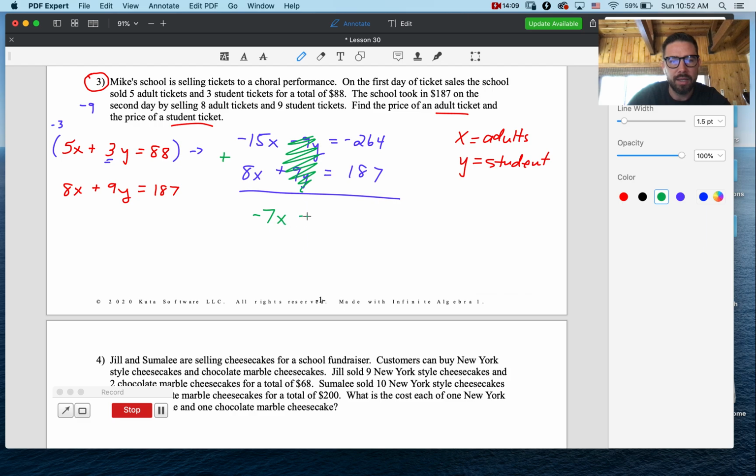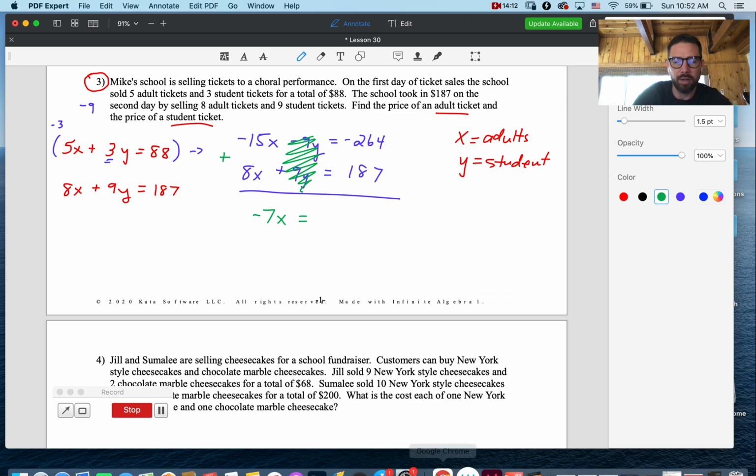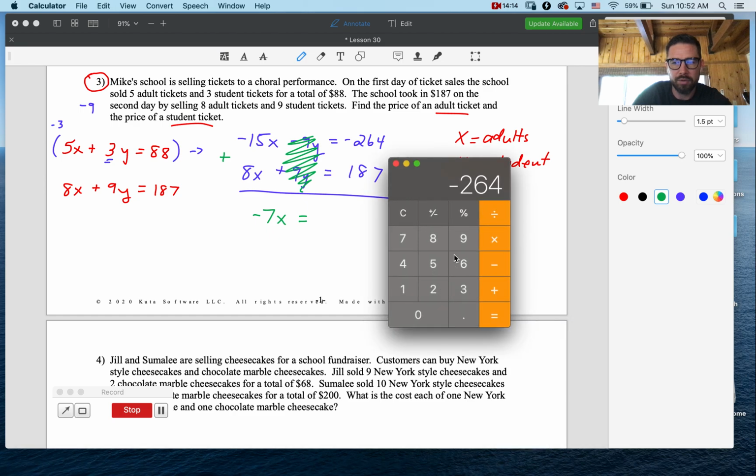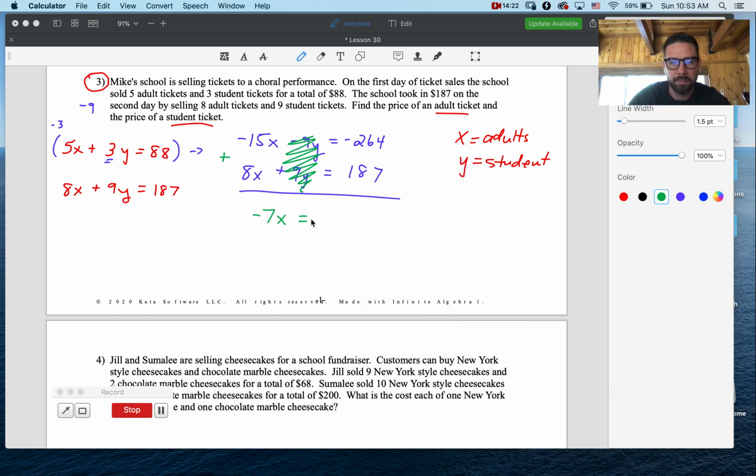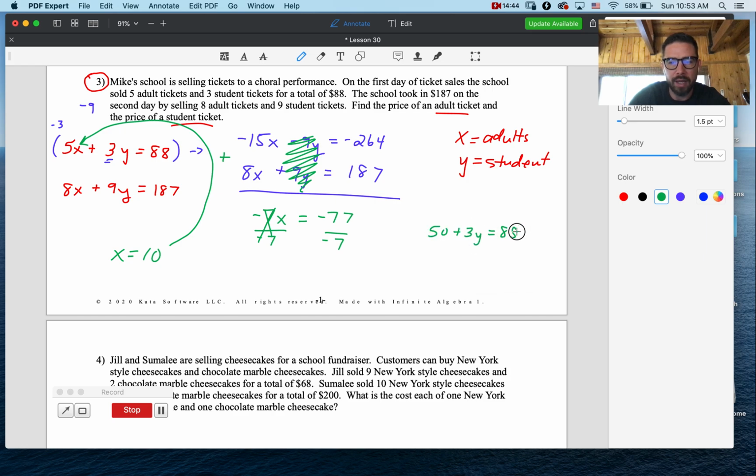-7x equals, so what's -264 plus 187? -264 plus 187 is -77. Well, that comes out clean, doesn't it? X equals 10. Okay, now we need to substitute it back up here. So what is 5 times 10? It's 50. 50 plus 3y equals 88.